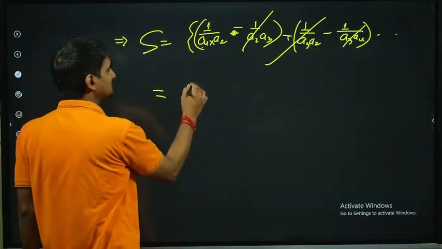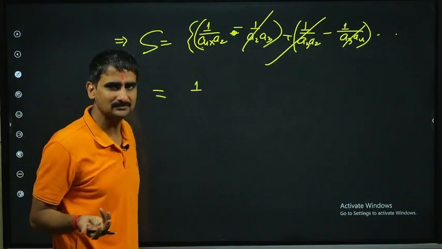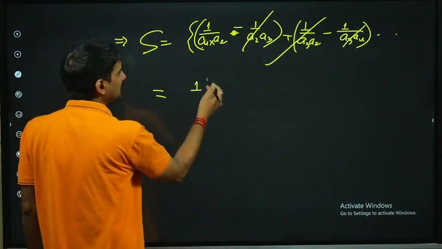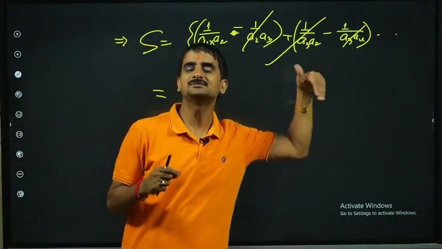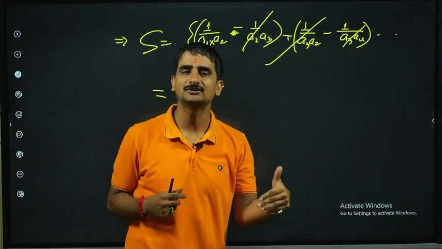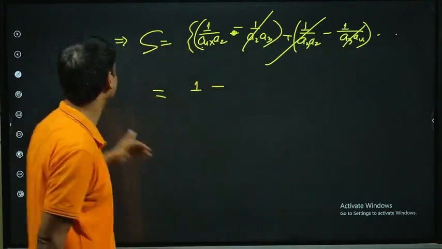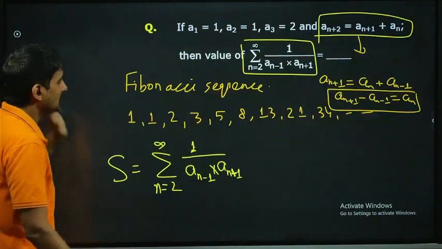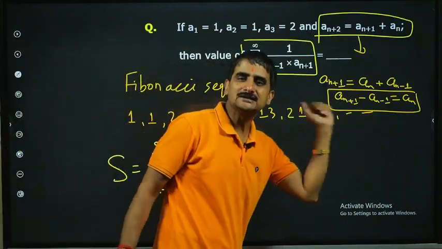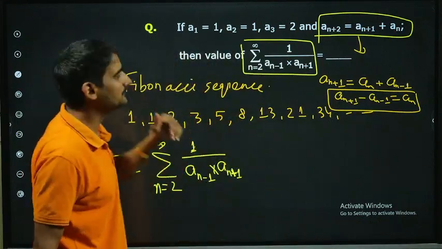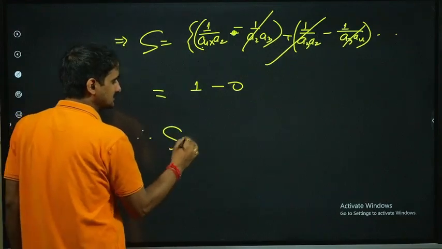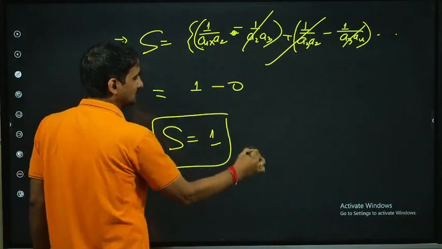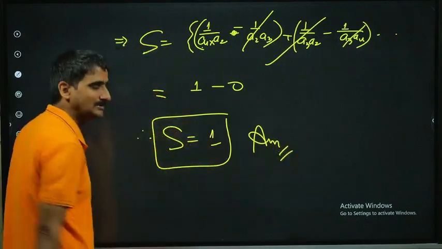Now a1 is nothing but 1, and a2 is nothing but 1, so that's 1. The last term you will be left with will have something in the denominator as n approaches infinity. As you can see, it's an increasing sequence, so it will go to infinity, and 1 by infinity will go to 0. So S is 1 here. That should be the answer here, students.